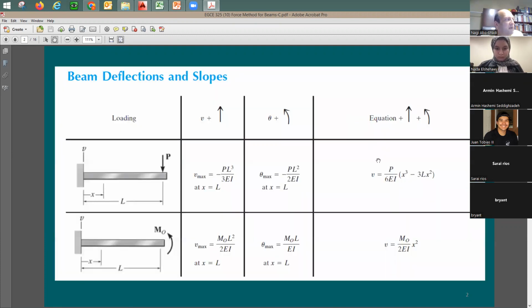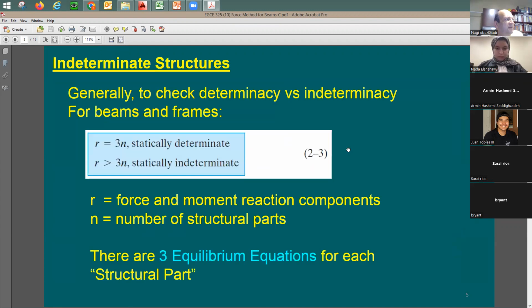I'm just going to skip the three, and say indeterminate versus determinate. For determinate versus indeterminate, we have this number of equations for each structural member, so 3 times n, because I have 3 equations: summation of the force in x, y, and the moment equal to 0. I have 3 equations and a number of reactions. If the number of reactions is the same as the number of equations, I'm good. It's determinate. I should be able to solve this problem.